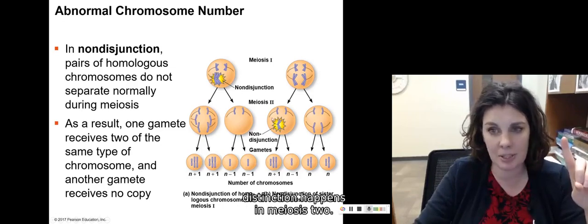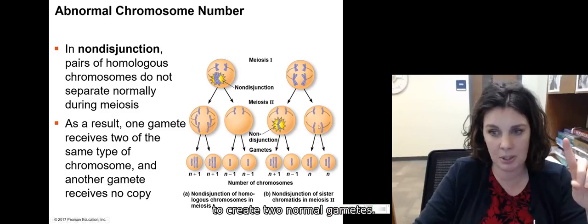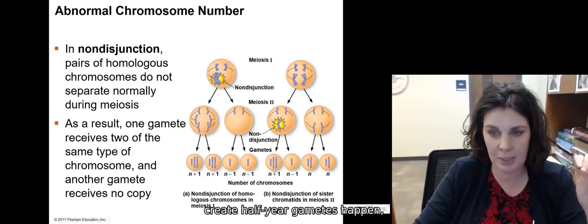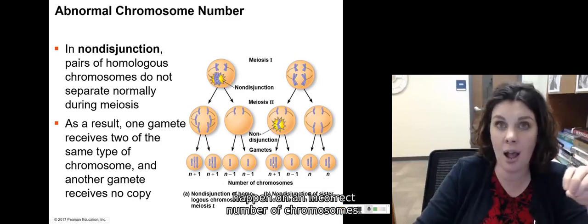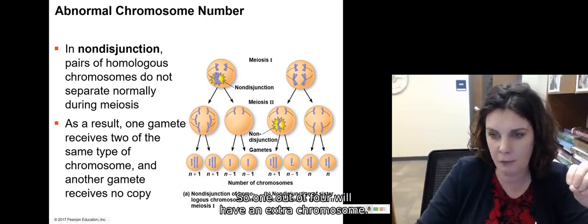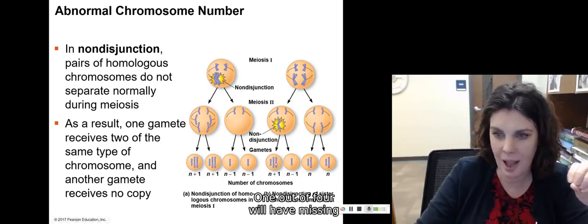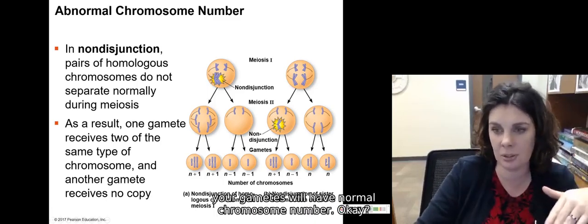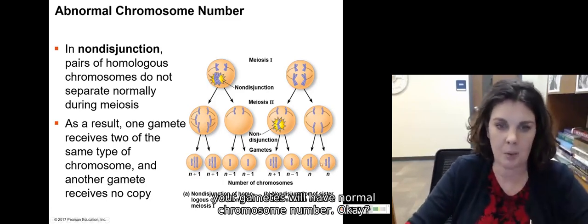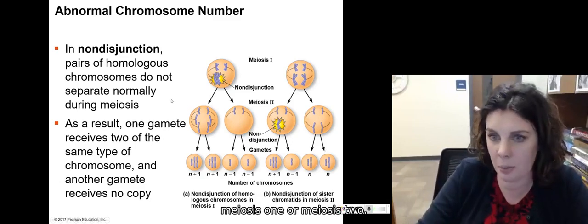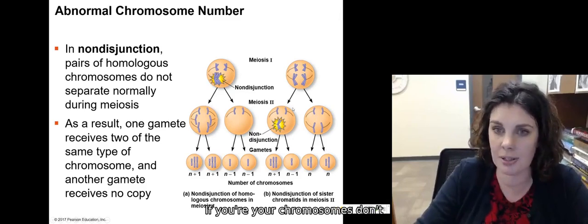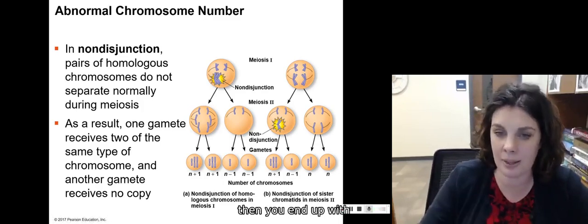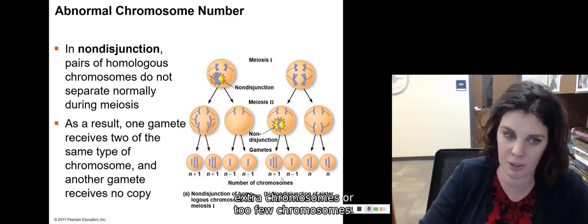If nondisjunction happens in meiosis 2, one cell is going to go on to create 2 normal gametes, but the other is going to go on to create gametes with an incorrect number of chromosomes. So 1 out of 4 will have an extra chromosome, 1 out of 4 will be missing a chromosome, and half of your gametes will have the normal chromosome number. So whether nondisjunction happens in meiosis 1 or meiosis 2, if your chromosomes don't properly separate during meiosis, you end up with extra chromosomes or too few chromosomes.